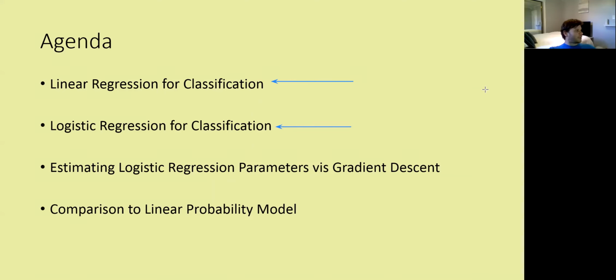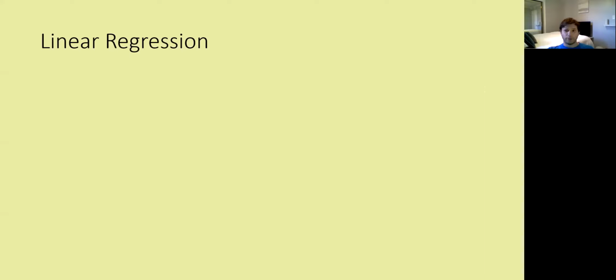And then in the next segments, we will talk about how to actually estimate it using an iterative method, gradient descent, which we had introduced earlier, and comparing the linear regression framework to the logistic regression framework and another variation known as a linear probability model. So we're going to take care of the two blue arrows in this first segment here. So let's start off talking about linear regression.